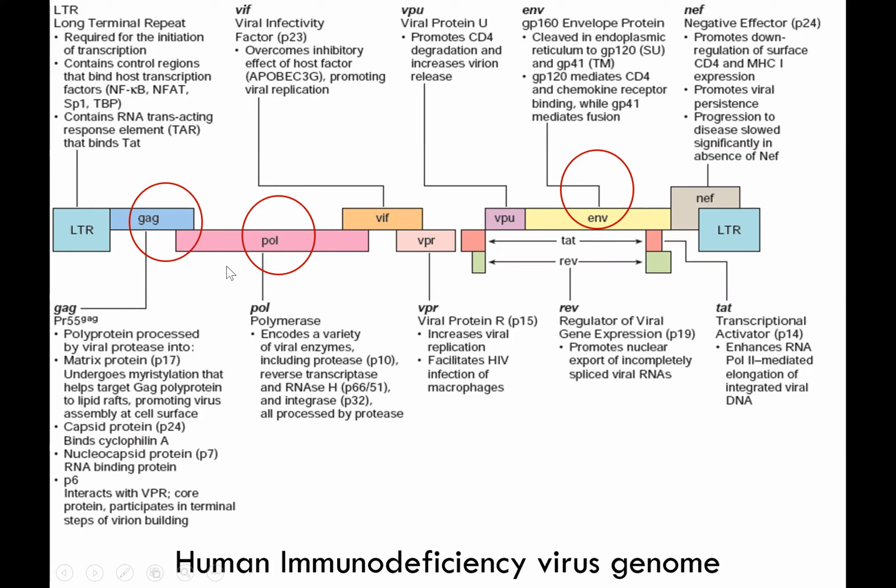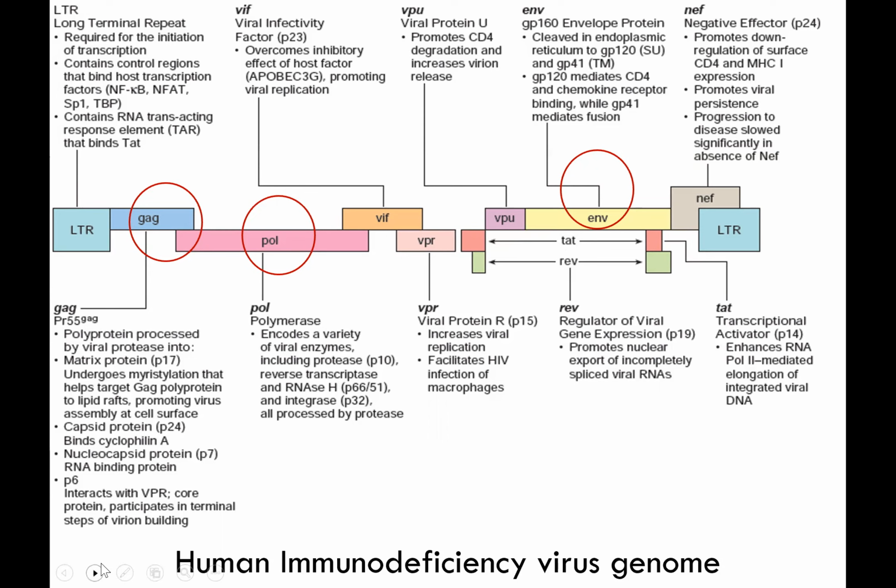As I have mentioned, the GAG and pol genes, for example, encode large precursor proteins that are cleaved by the viral protease to yield the mature proteins. In addition, we also have other retroviral accessory genes, for example, TAT, REV, VIF, NEF, VPR, and VPU. So these are other accessory genes encoded.